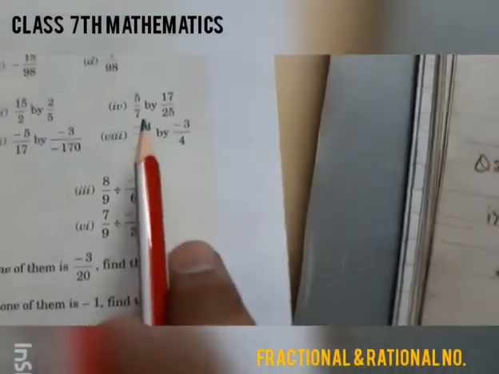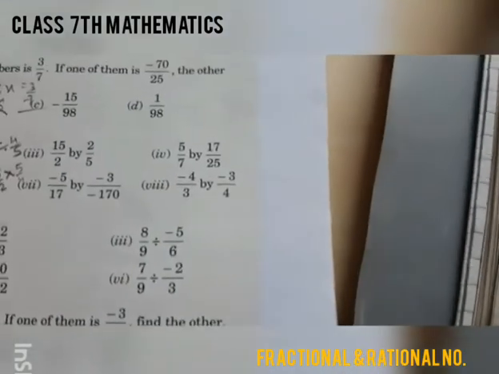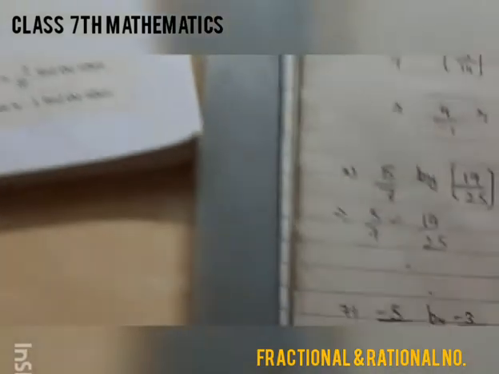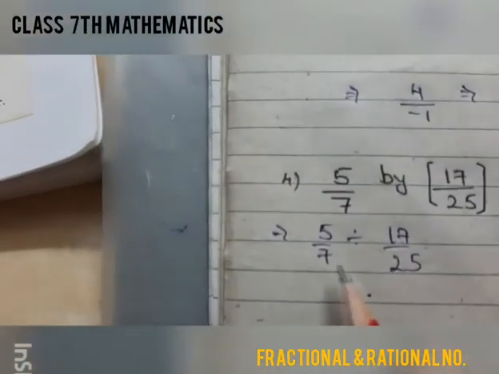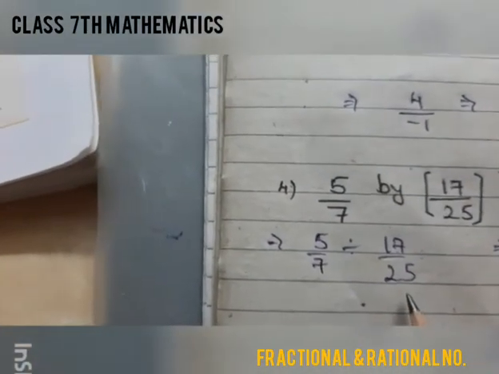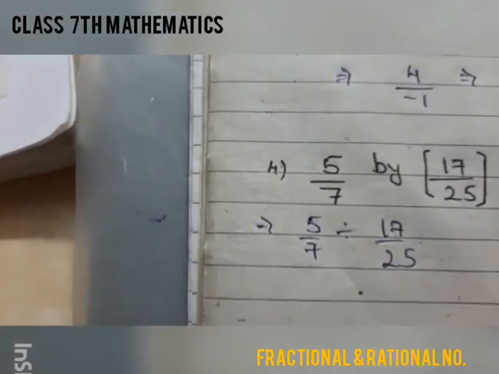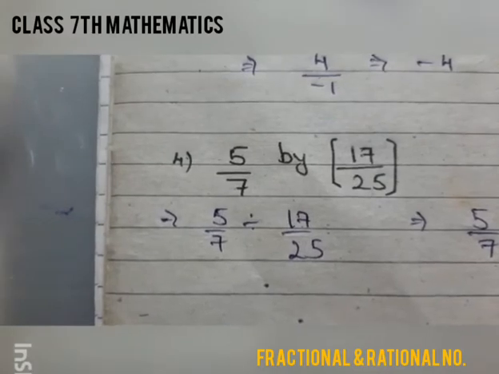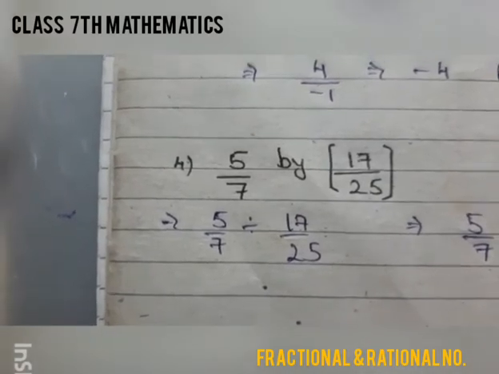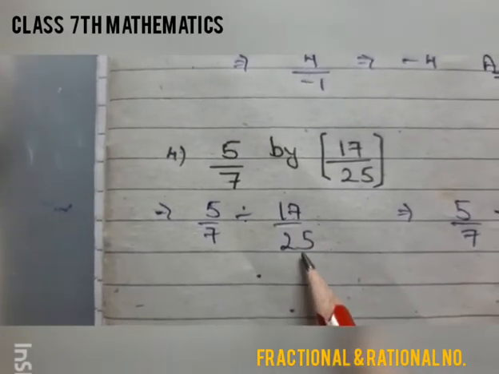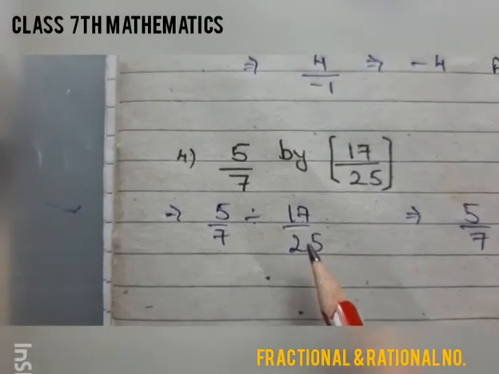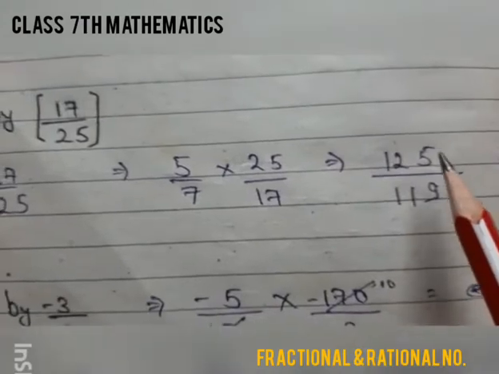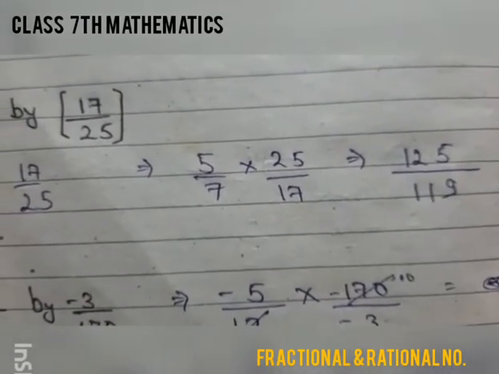Let's see question number 4. 5 upon 7 by 17 upon 25. Once again, first write it down properly, that is 5 upon 7 divided by 17 upon 25. Now according to the process, the format says multiply the first rational number into the reciprocal of the second rational number. Now this is your second rational number. What will be its reciprocal? 25 upon 17. Write it down, 25 upon 17. When you solve it, the answer will come 125 upon 119.